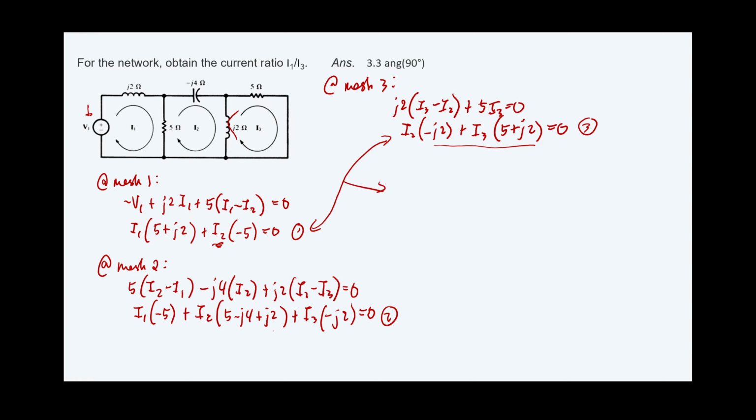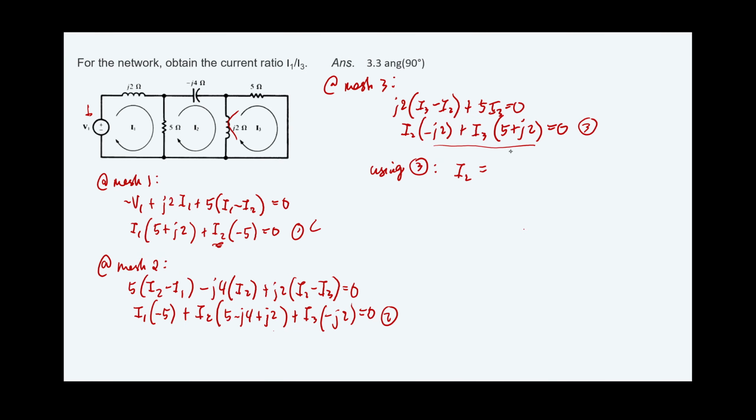So replace that one. Using equation 3, you have I2 equal to, transposing I3, negative I3 times (5 plus j2).